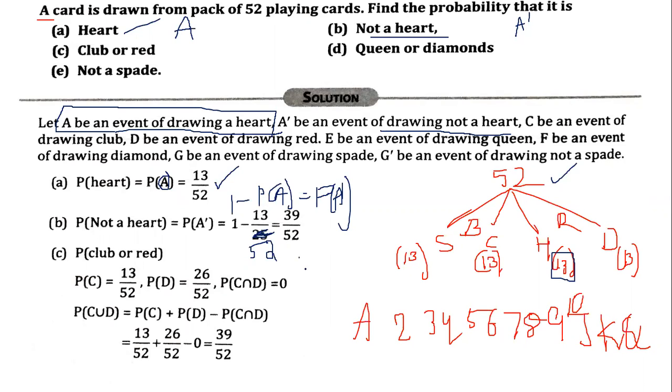Now, out of total 52 cards, if we don't want heart cards, what is remaining? The other 39 cards are remaining. So that will be the answer for selecting not a heart card.